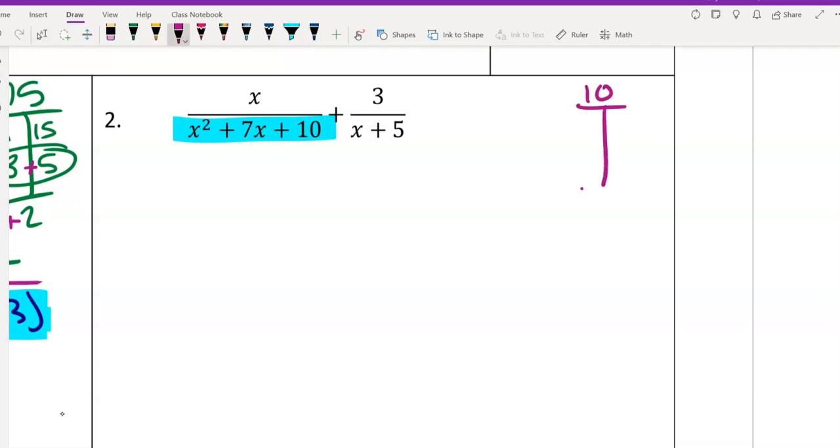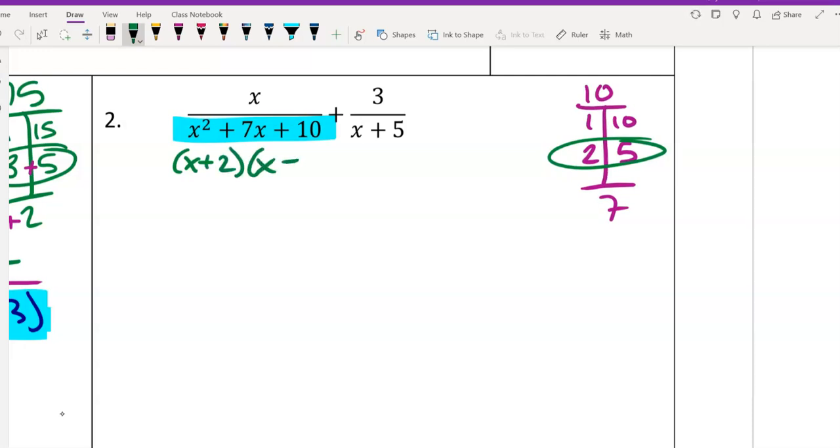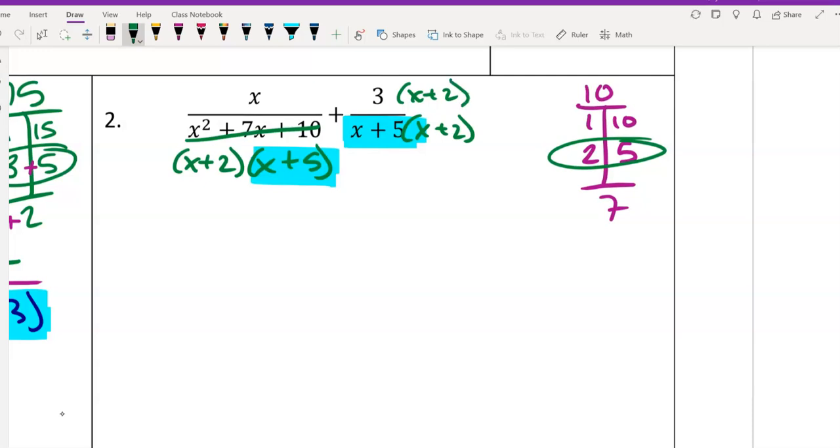So quadratics are factored using ABC or the T-chart. Factors of 10 are 1 and 10, 2 and 5. Which of these adds up to 7? 2 and 5. So our two factors here are x plus 2 and x plus 5. Now, over on the right, we have x plus 5, but we don't have x plus 2. So we need to multiply this entire fraction by x plus 2. That way, the denominators on both fractions match.